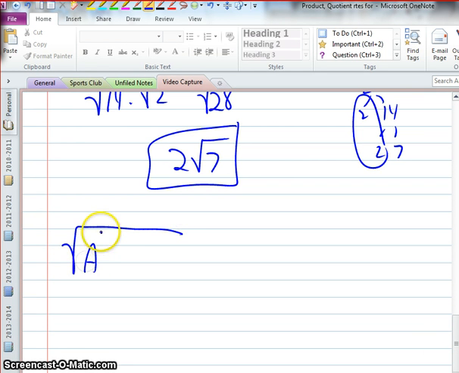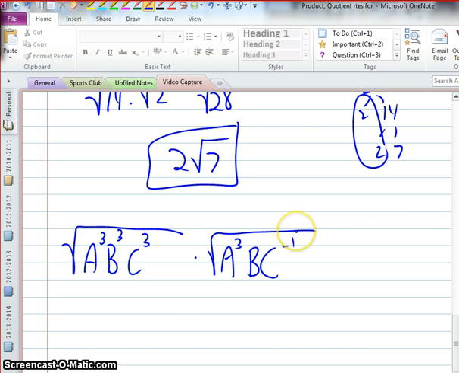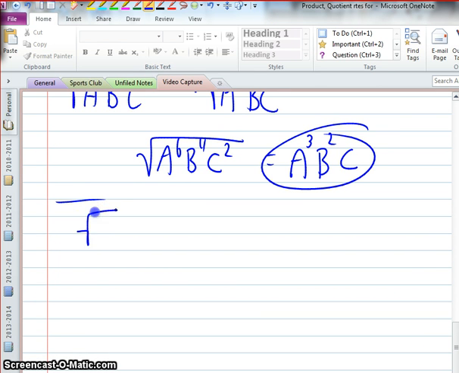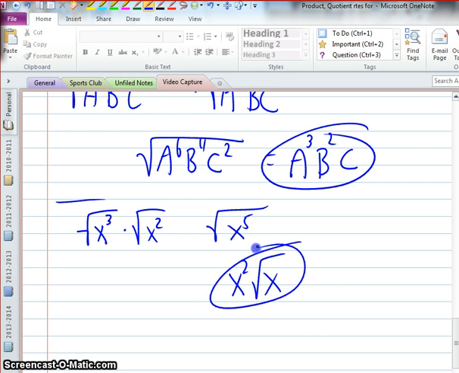We can do it with multiple variables. So that means we have a total of 6 A's, 4 B's, and 2 C's, which will give us a final, when they come out, 3 pairs of A's, 2 pairs of B's, and 1 pair of C's. If you see a problem, you might see square root of x to the third times square root of x squared. That becomes the square root of x to the fifth. Well, if you have 5 x's in there, you have 2 pairs, so you have an x squared coming out and 1 x staying behind.